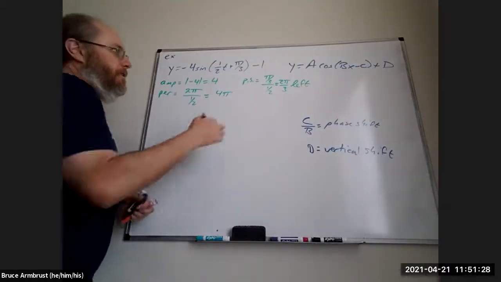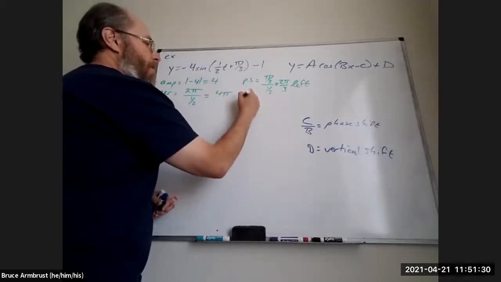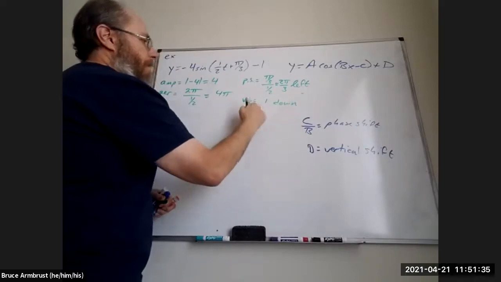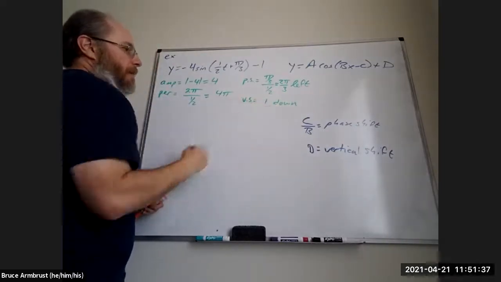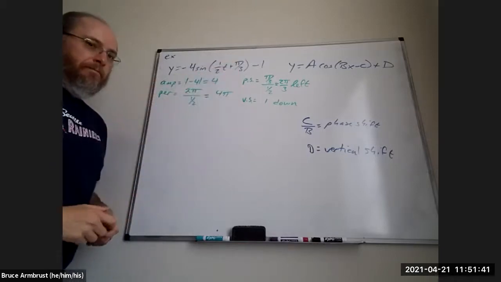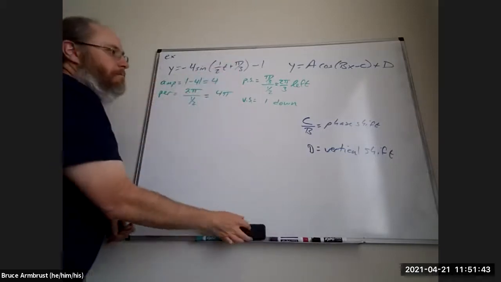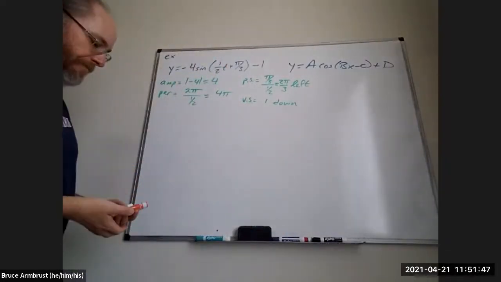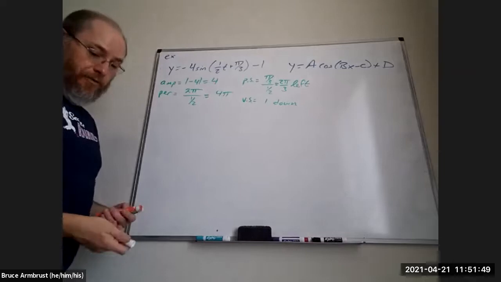And then our vertical shift is going to be down one. Vertical shift is one, but we're going to go down because it's being subtracted. All right, so there's all the information. And now we're going to get to drawing the graph.